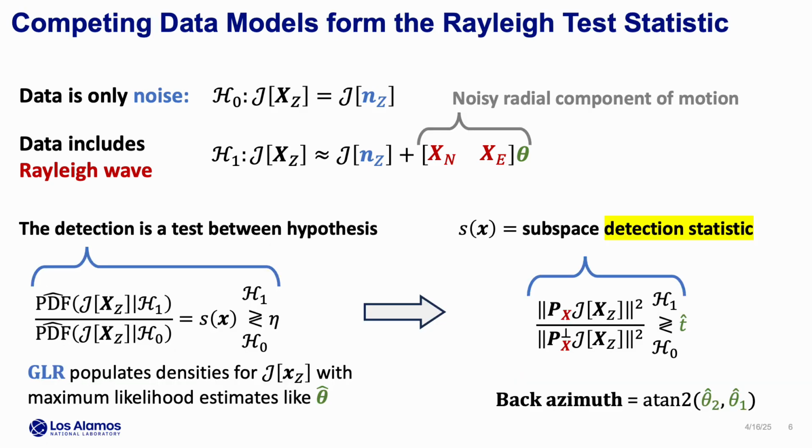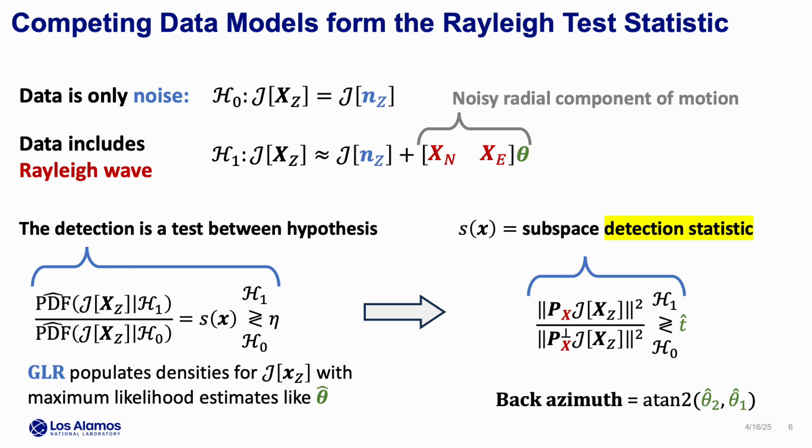Next we form a generalized likelihood ratio, and this is really where we retrieve the detection statistic. This ratio is a quotient of the two densities for our data models. We populate both of those densities with maximum likelihood estimates of the unknown parameters in the data that include the noise variance and the unknown azimuthal angle, which we're calling theta, of the sagittal plane. The quotient forms the detection statistic.